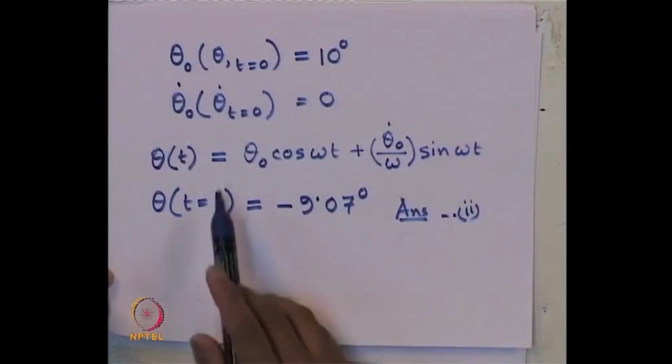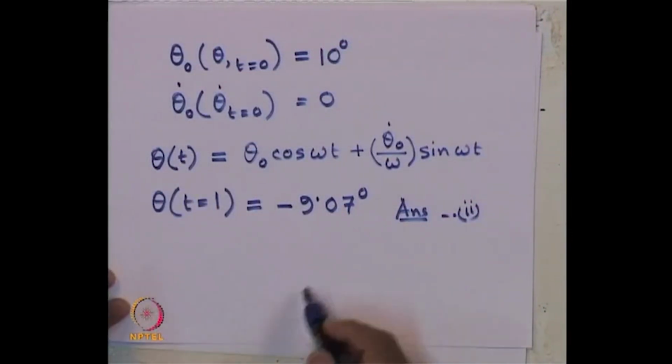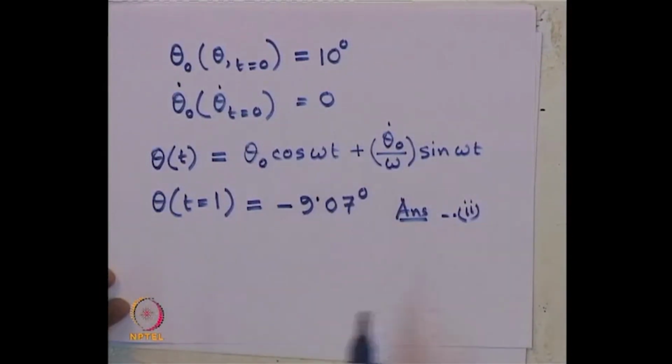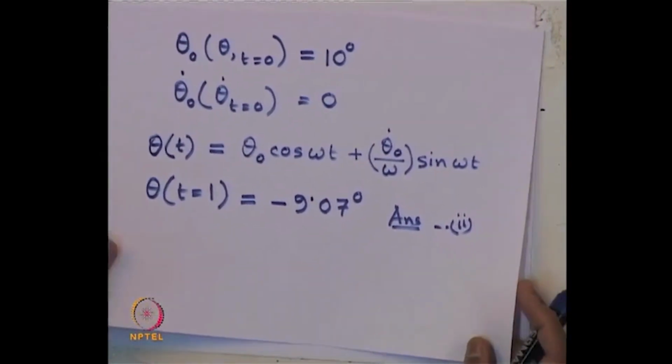As we know, the variation of theta of t with respect to time will be cyclic. So, it will go from positive to negative and things like that. That is what the solution also indicates in this case. Okay. Now, let us move to the next problem, problem number 9.